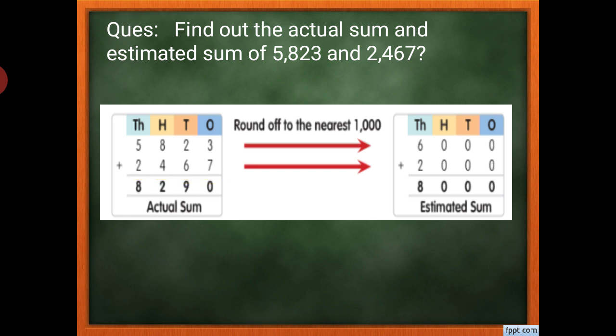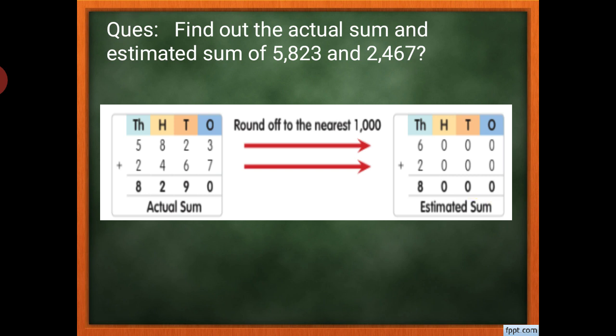So here it is 5,823, and if we round off to the nearest 1000, it becomes 6,000, because this number is nearest to 6,000. Similarly, 2,467, if we round off, will become 2,000. So for both numbers we have rounded off to the nearest 1000. After this we add both the rounded off numbers, so it becomes 8,000.